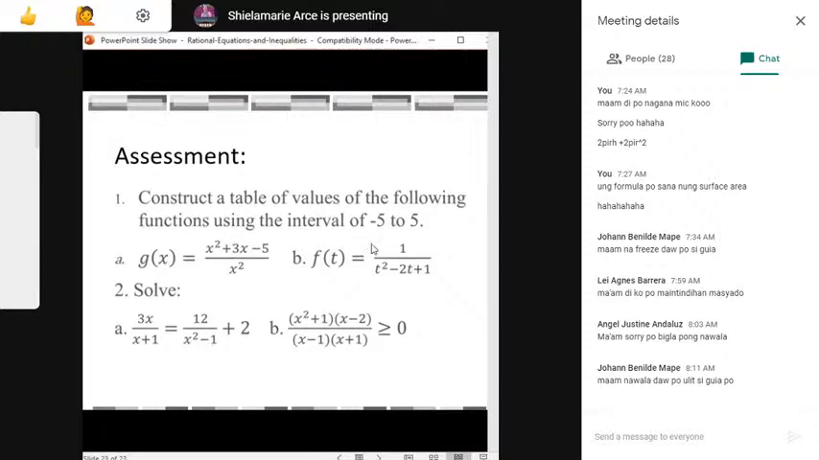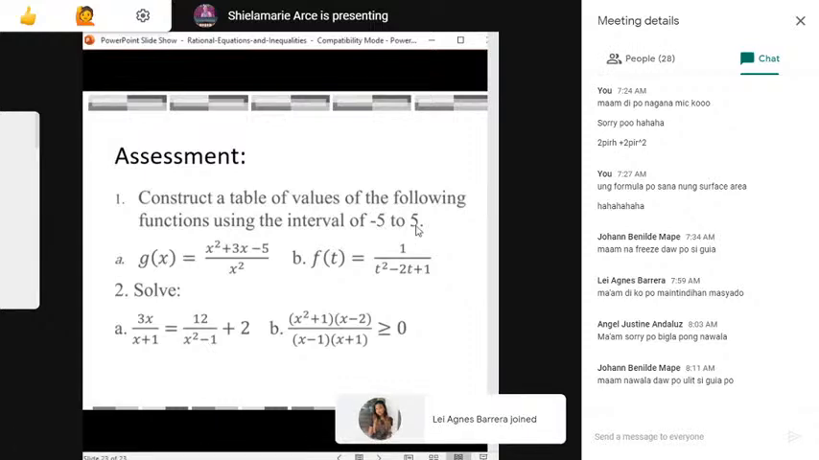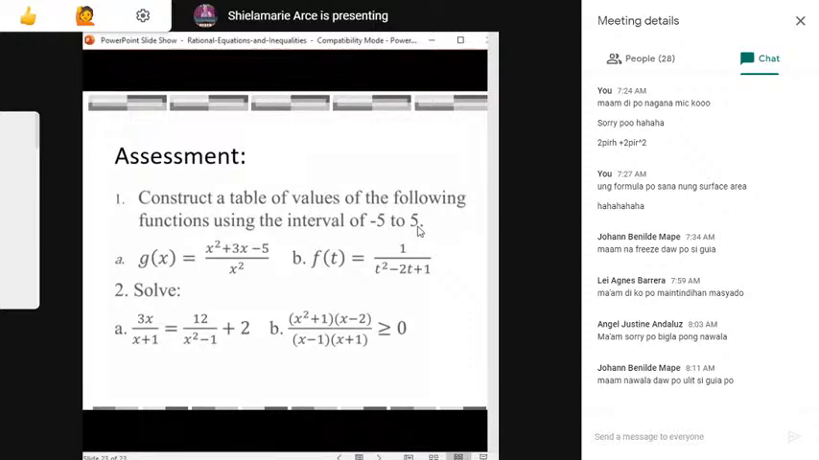Ito yung sa number 1, dalawa na lang yung inyong table of values and then the graph. So sa table of values ninyo, choose 5 values from the interval of -5 to 5. Pwedeng -4, -1, 0, 1, 4. Kayo po yung bahala, basta within this range for A and B.